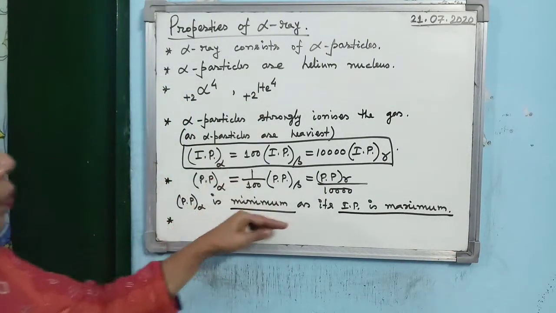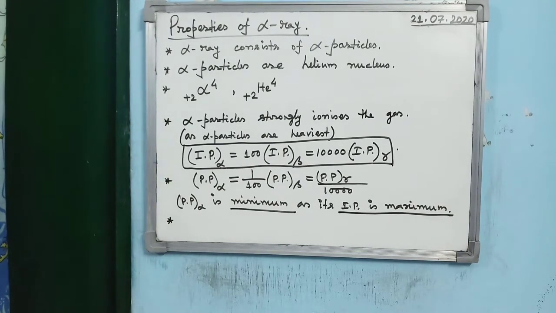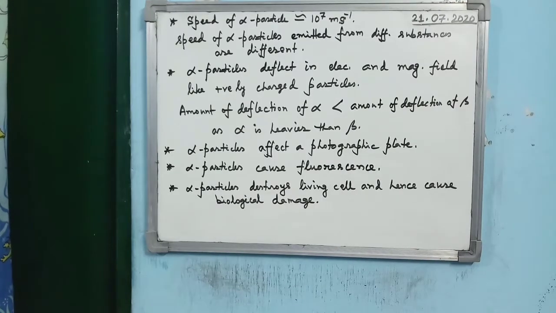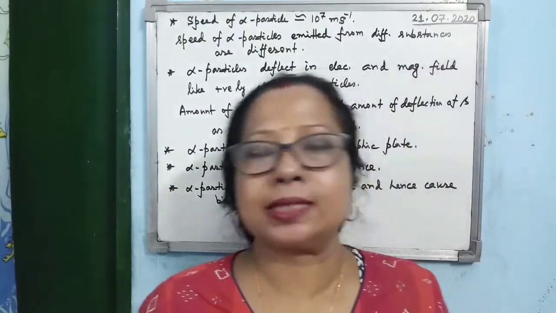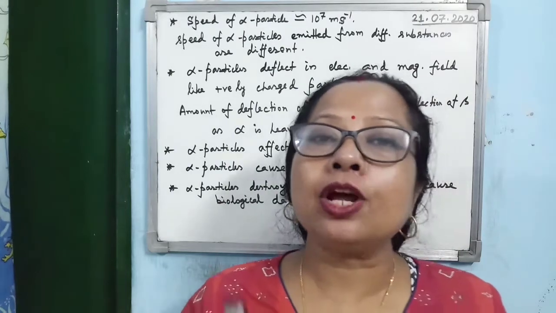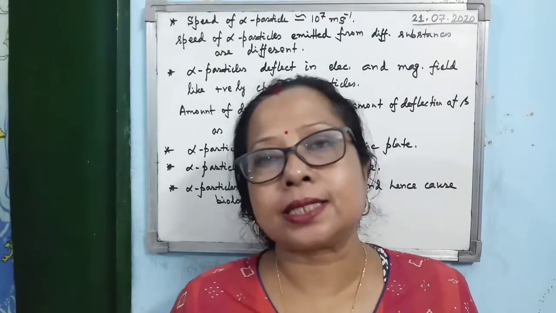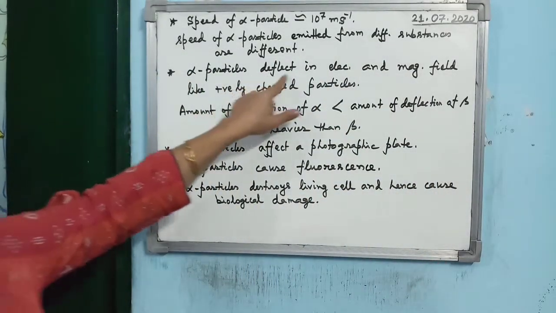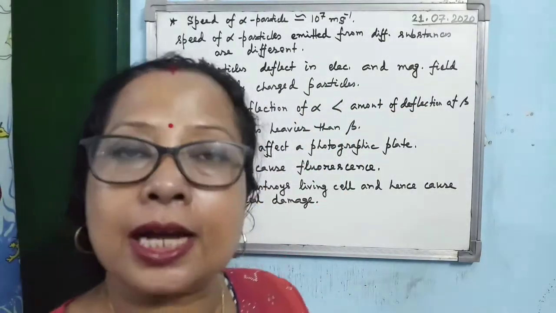Alright, these two points, the second and third, are interrelated with each other. Now the other properties of alpha ray: the speed of alpha particles is of the order of 10 to the power 7 meters per second. Remember that the speed of alpha particles emitted from different radioactive substances is different. And alpha particles deflect in electric and magnetic fields just like positively charged particles.